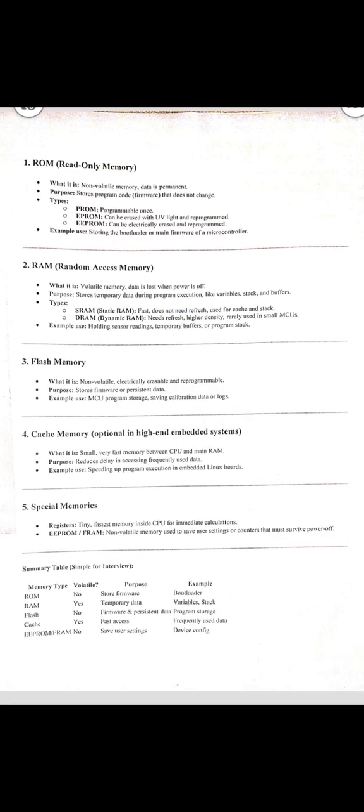So in summary, ROM is non-volatile, RAM is volatile, flash is non-volatile, cache is volatile. ROM's purpose is to store firmware, for example the bootloader. RAM's purpose is temporary data like variables and stack. Flash stores firmware and persistent data, program storage. Cache gives fast access to frequently used data. Whatever we use frequently is stored in cache. EEPROM saves user settings and device config.